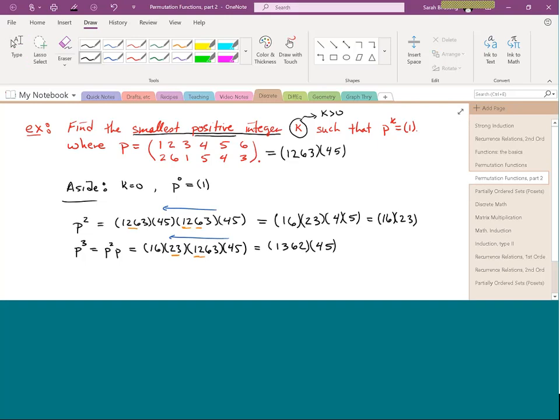Making sense? Kind of okay so far. So we didn't get the identity function, so we do it again. Now we look at p to the 4th. You could do p to the 4th two different ways. You can either say it's p cubed times p. What's the other way that you could figure out p to the 4th?